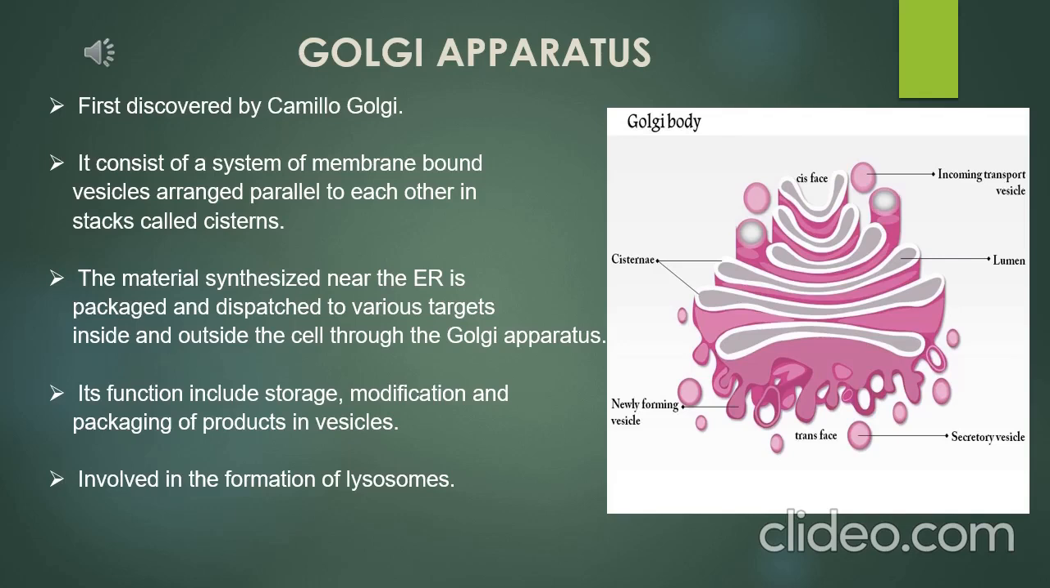It transports the materials from one place to another according to the need of the cell. Then its function is basically storage, modification and packaging of products in vesicles. Vesicles are these spherical structures. So the transported materials move in the form of these vesicles. It is also involved in the formation of lysosomes. The another organelle which we study is lysosome. So basically the Golgi apparatus is involved in the formation of lysosomes.